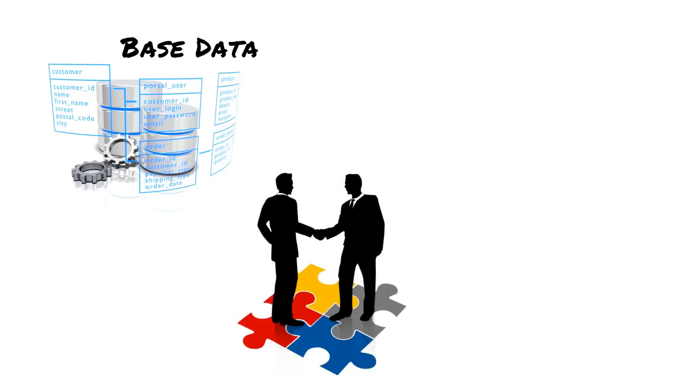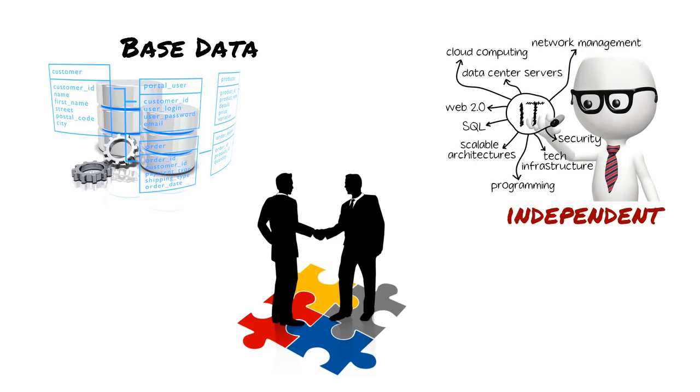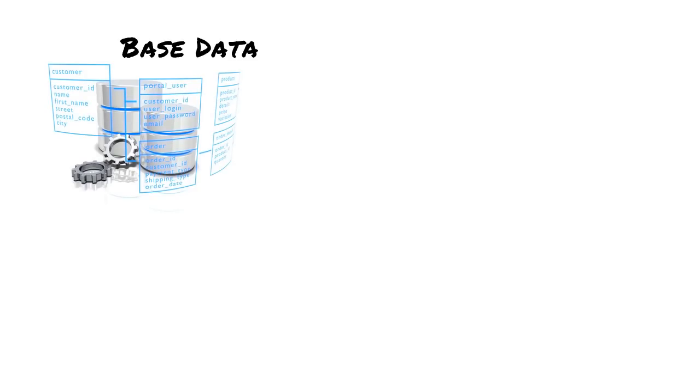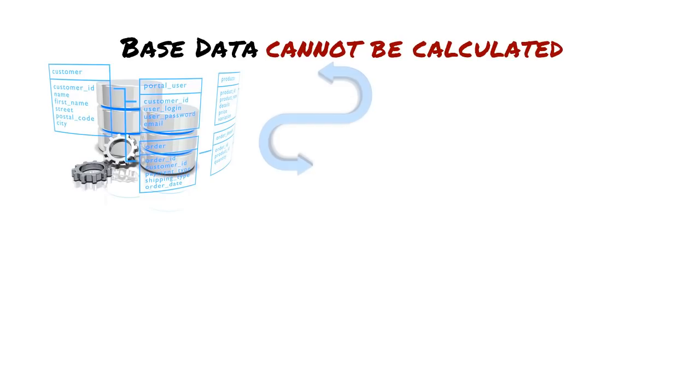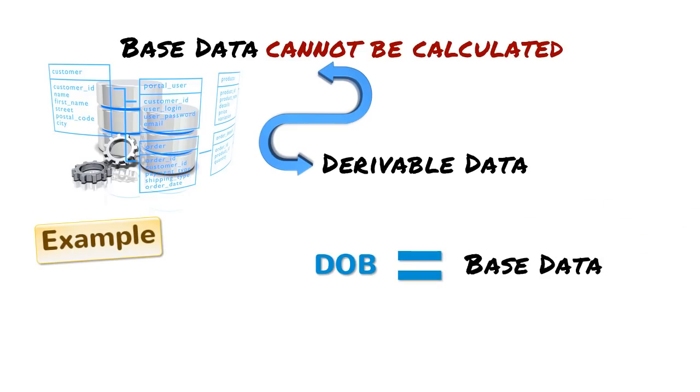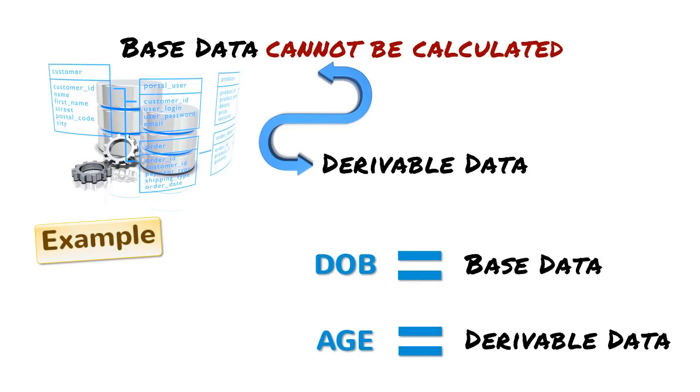Data modeling identifies essential base data and defines the context within which your organization uses and maintains the data, independent of your information technology or IT architecture. Base data is any data that comes from the environment, meaning it cannot be calculated or otherwise derived. Its corollary is derivable data. For example, your birth date is base data, whereas your age is derivable. All the computer needs is a date of birth and today's date to calculate your age.